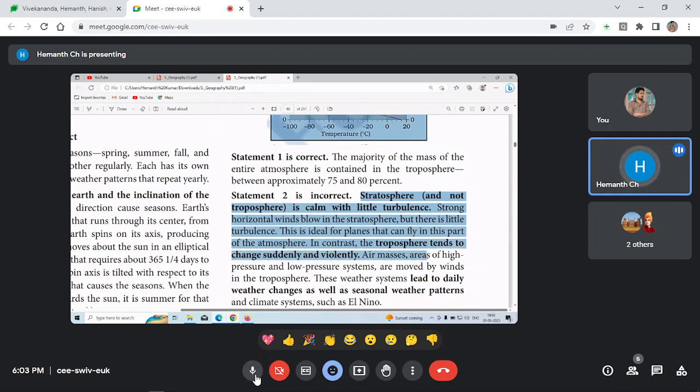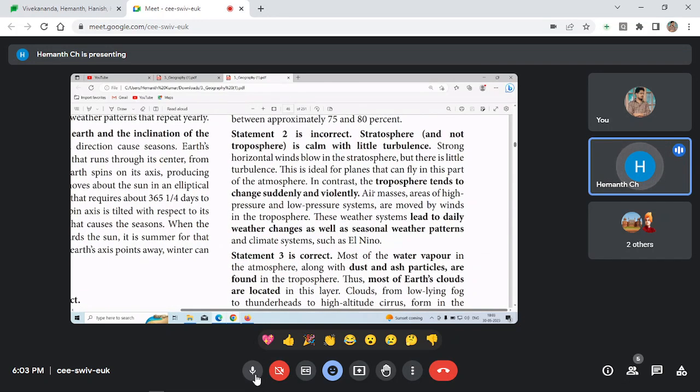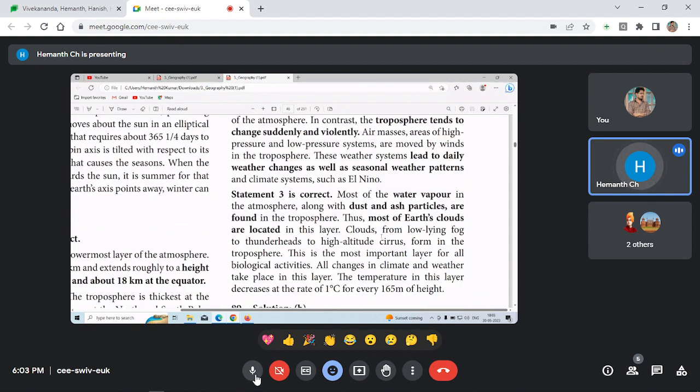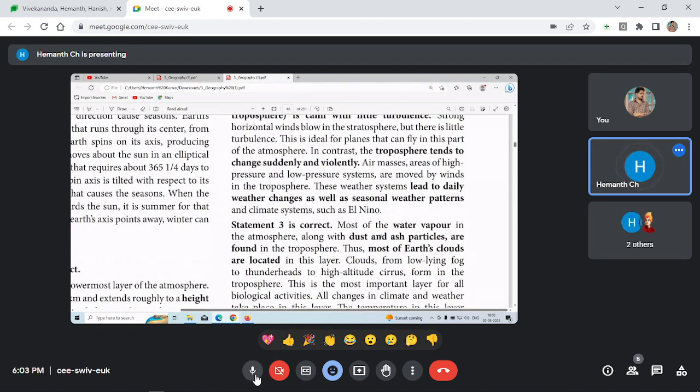In contrast, troposphere tends to change suddenly and violently. Air masses and areas of high pressure and low pressure are moved by the winds in the troposphere. And these weather systems lead to daily weather pattern changes, as well as seasonal changes, weather changes, and climate pattern changes. Okay. Statement 3.